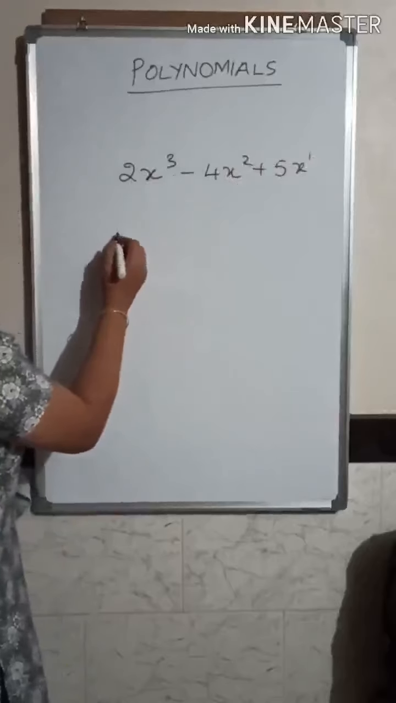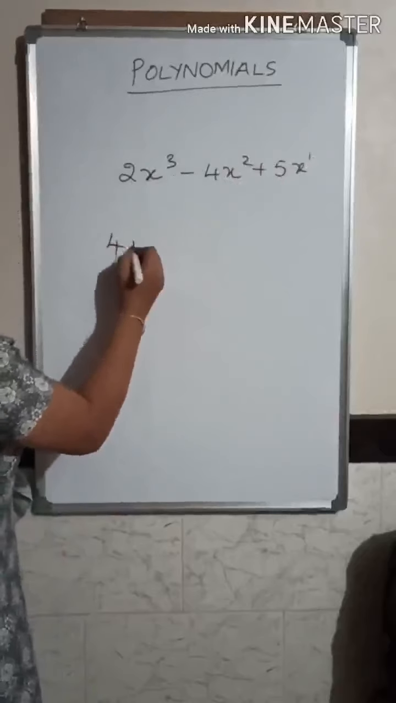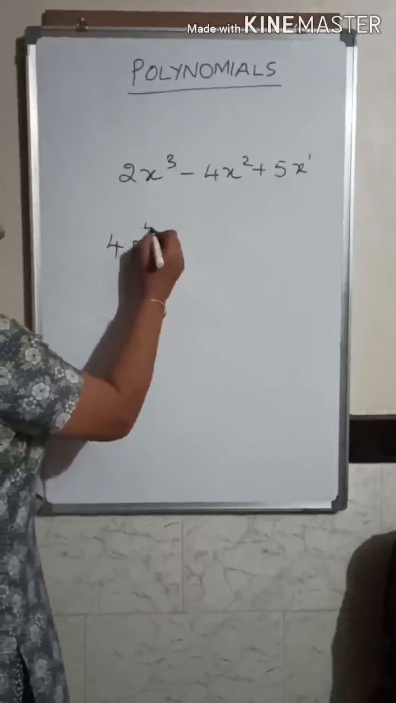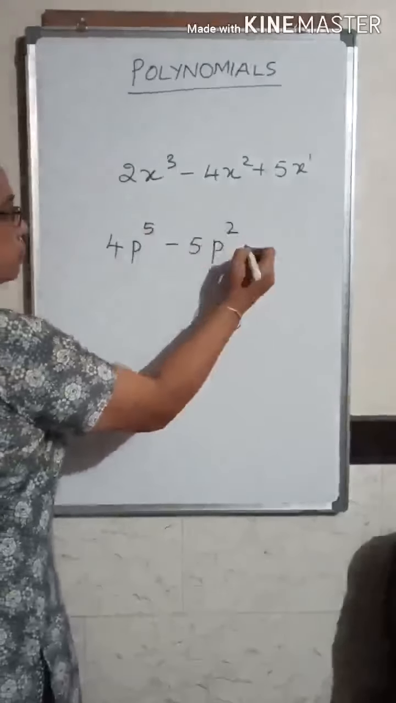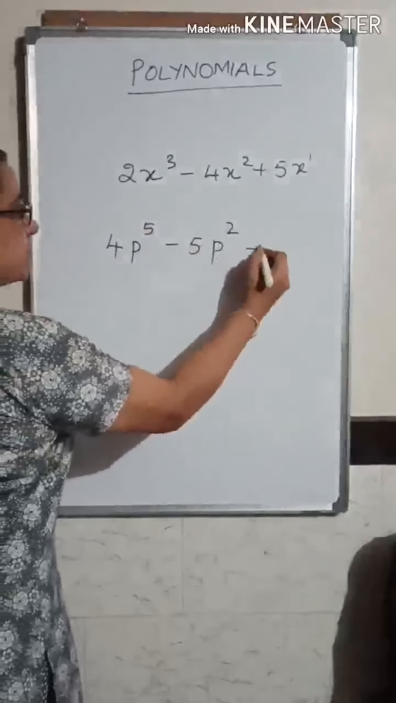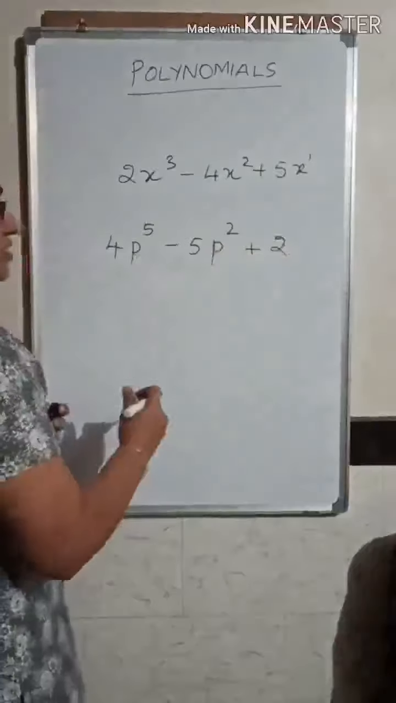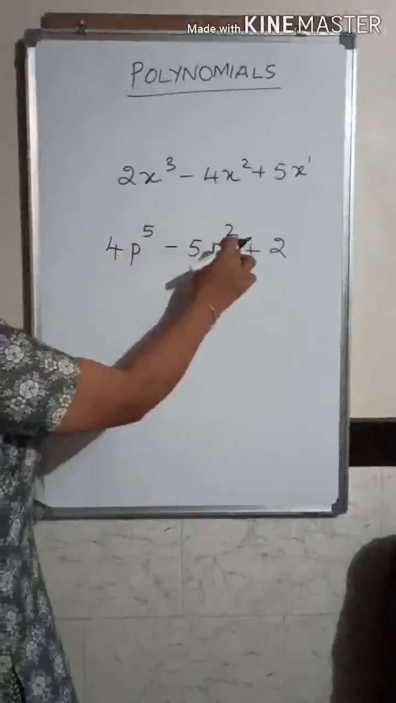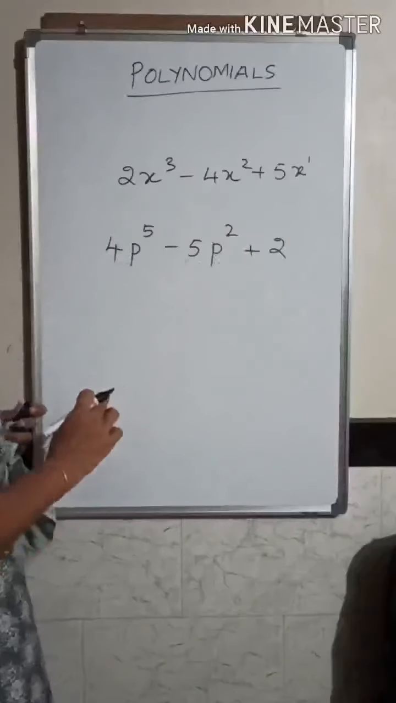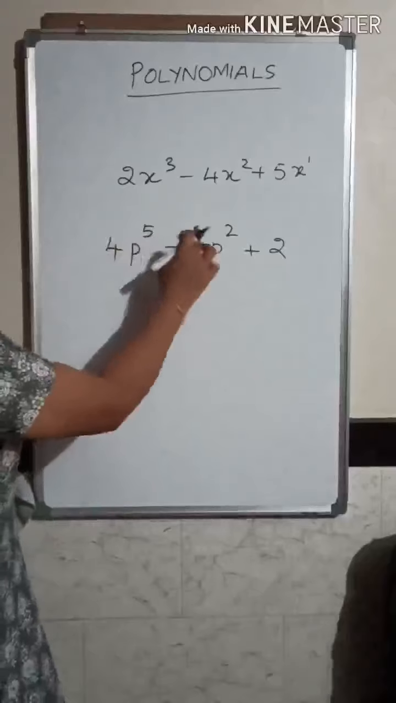Now suppose I write one more example, 4p to the power of 5 minus 5p to the power of 2 plus 2. So this is another example of an algebraic expression. When we look at the powers, the powers here are 5 and 2. So even this has powers 5 and 2.